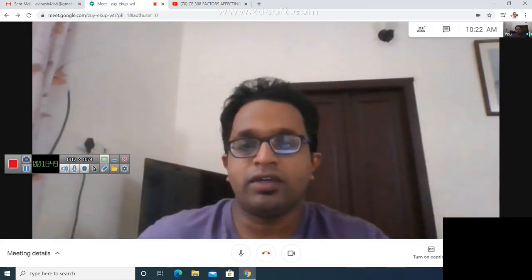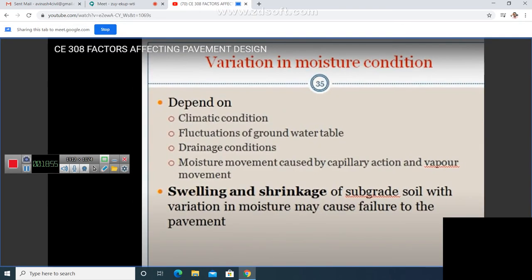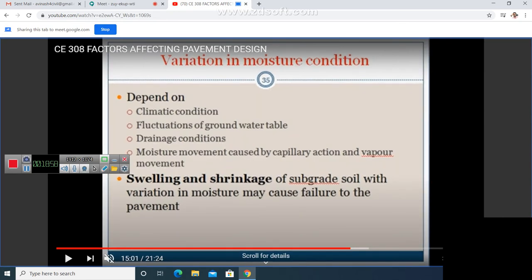Now let us see the reasons for variation in moisture content. The variation in moisture content depends on climatic condition due to rainfall and so on. Drainage condition: if there is no proper drainage, there is a chance of water logging which will result in reduced pavement quality. Then fluctuation of groundwater table. Then the moisture movement caused by capillary action and vapor movement. Then swelling and shrinkage of subgrade soil with variation in moisture may cause failure to the pavement.